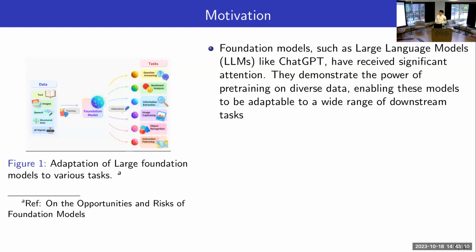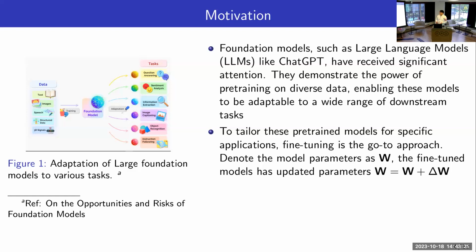But the question here is how to adapt these models to a specific downstream domain or task. So we need to retrain or fine tune it. To tailor these pre-trained models for specific applications, fine tuning is the easiest way to go. Denote the model parameter as W here. For the fine tuned model, we update the model so that it can have better performance on the downstream task. Here, the update is denoted as delta W. We would like to learn this delta W.